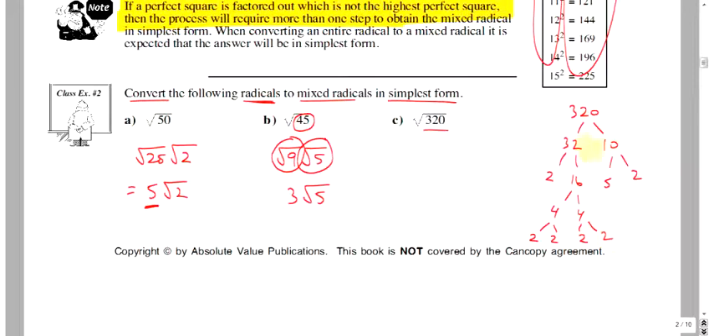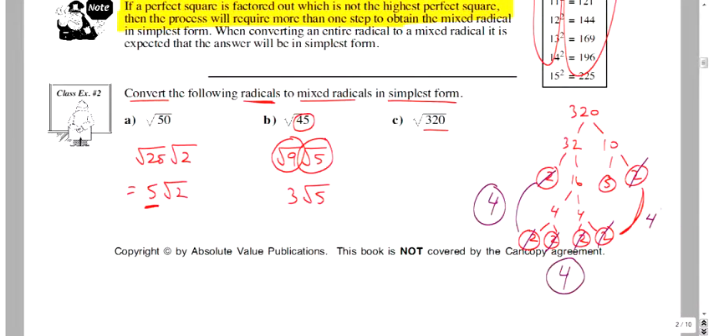Okay. 320 is 2 times 2 times 2 times 2 times 2 times 5 times 2. Now, how does that help us? Well, we want to find perfect squares. What's 2 times 2? Let's use a different color. That's 4, right? What's this 2 times 2? That's 4. Right? Do I have another 2 times 2? That's 4. So 320 is also 4 times 4 times 4 times 5.